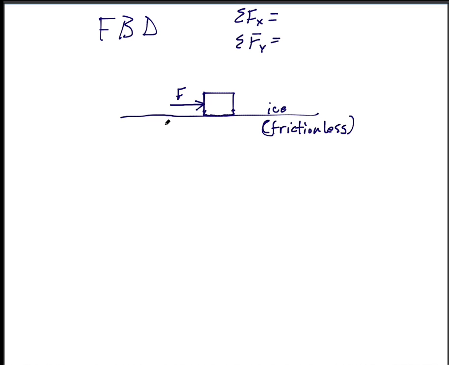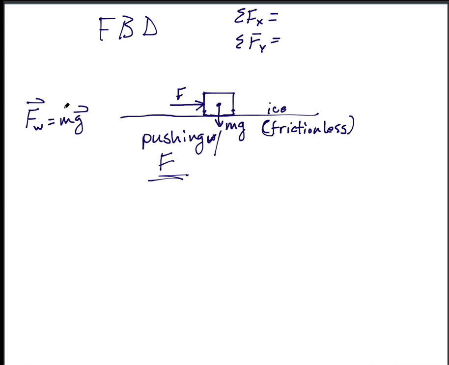We're pushing on this box in the x direction with a force F. In the y direction, though, we're not pushing at all. But there are still forces, and we need to describe those. So I'm going to draw a little dot to represent the center of mass of my box, and a downward arrow to represent the weight of the box, which is its mass times the acceleration due to gravity. As a reminder, Fw equals mg, and it is a vector, so it's down.